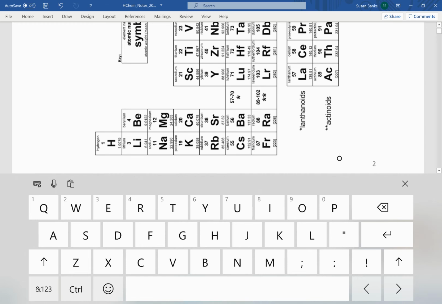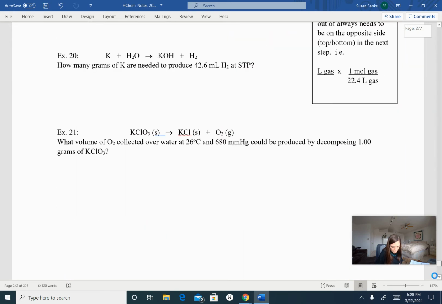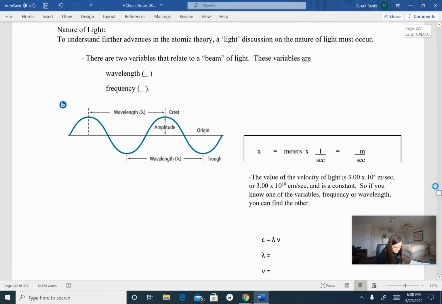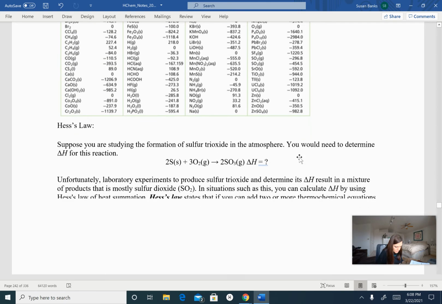So if I have, oh boy, this put me all the way to the beginning of the book. Let's get back to where I am.